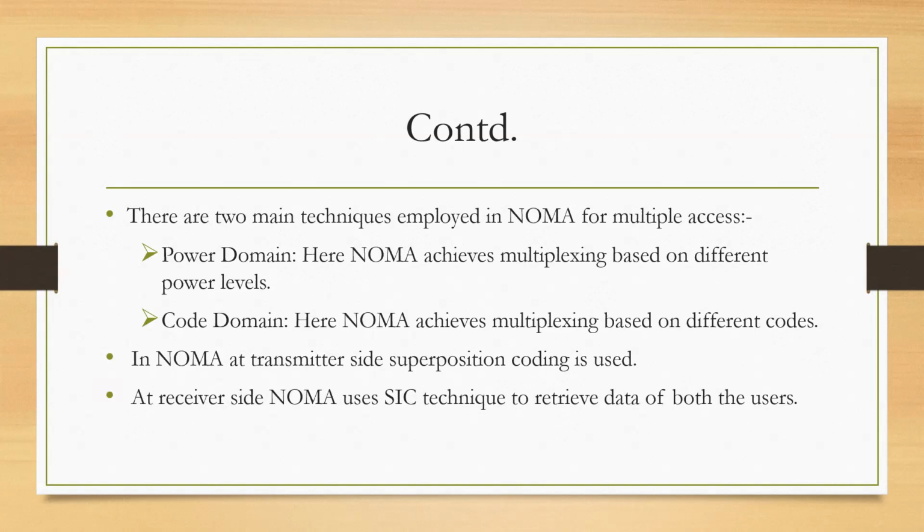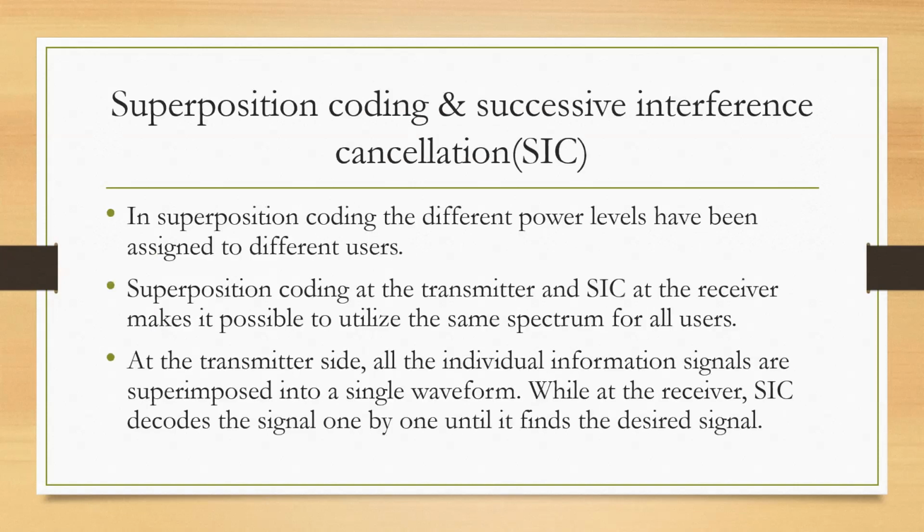For NOMA, on the transmitter side of the system, a very important encoding technique, known as superposition encoding, is used. And for the retrieval of this signal at the receiver side of the NOMA system, another technique known as successive interference cancellation, that is the SIC technique, is used to retrieve the signals of multiple users which are there in the single channel.